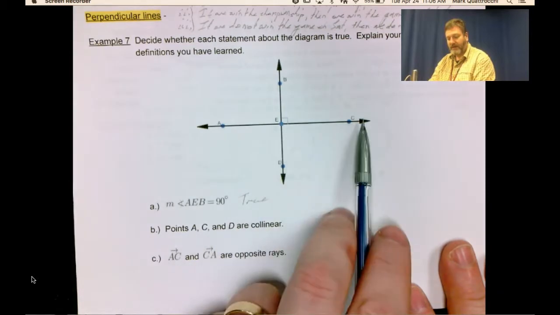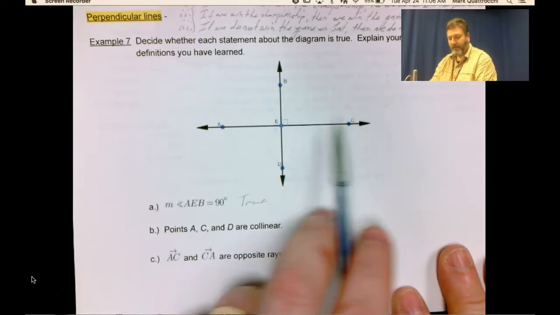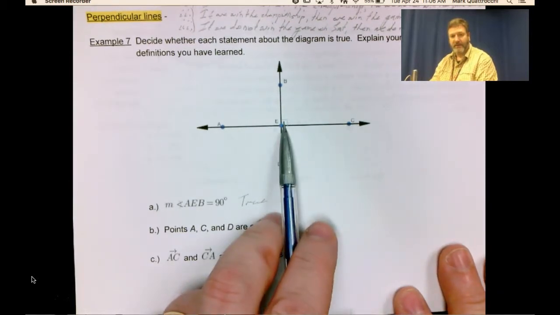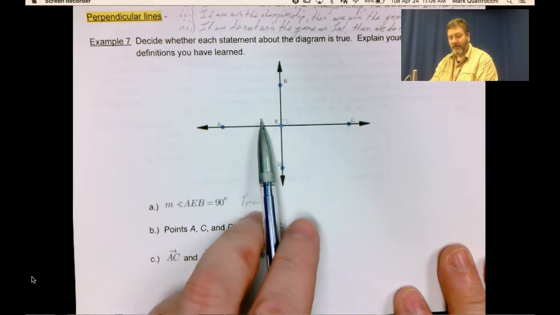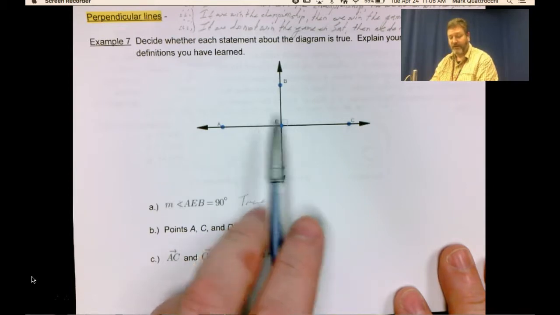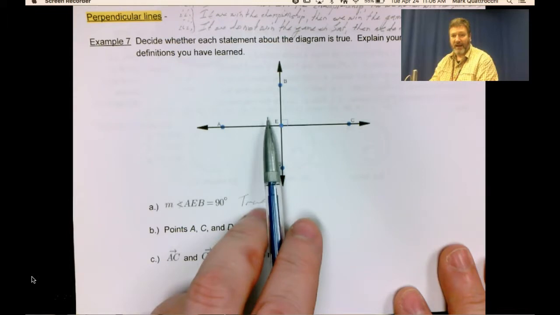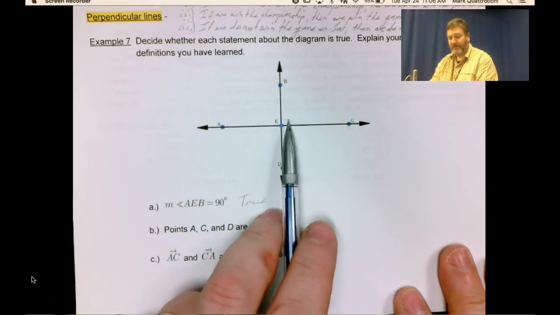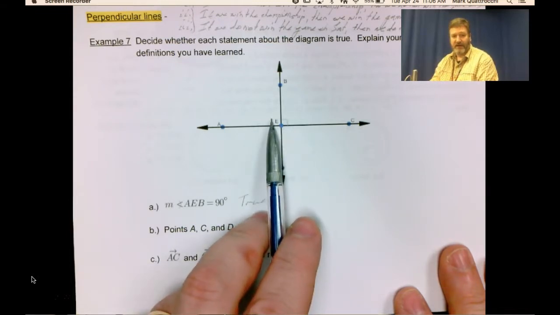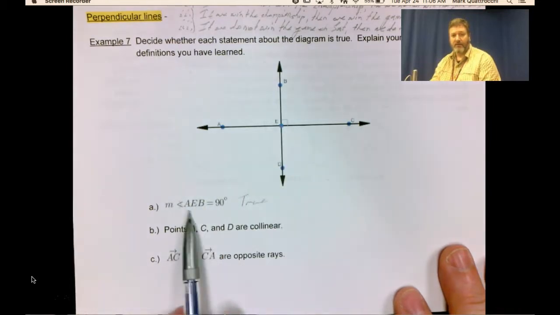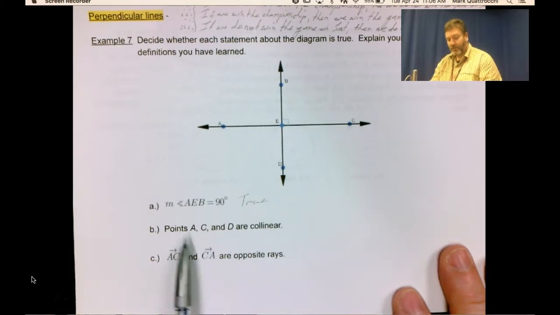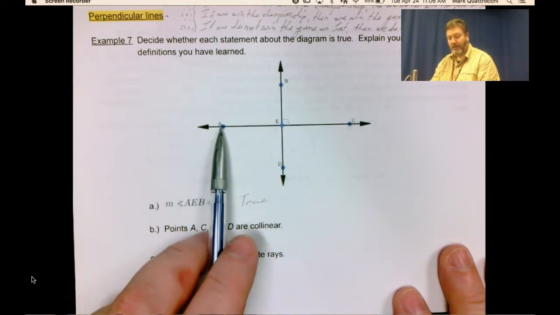We can conclude this because AEB and BEC form a linear pair. We're shown that BEC is a right angle, which makes it 90 degrees. If these are a linear pair, by definition of a linear pair, then they have to be supplementary. They have to add up to 180. If this one's 90, this has to be 90 to get it to add up to 180, which makes this a right angle, 90 degrees. True.